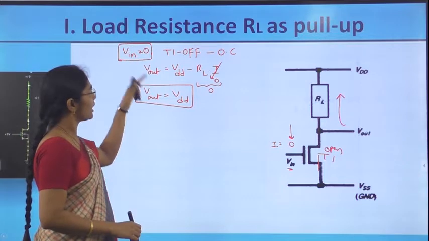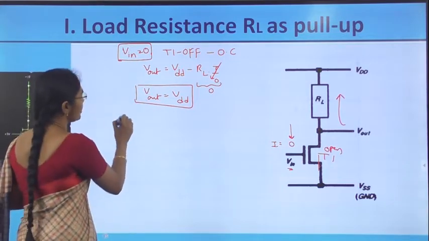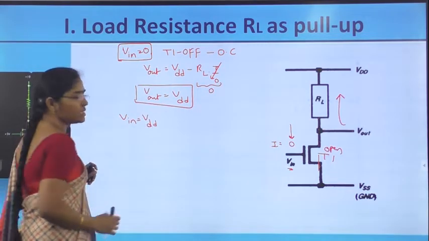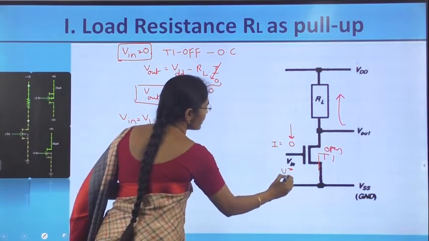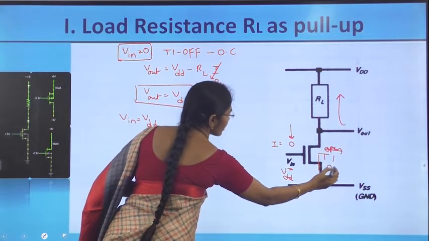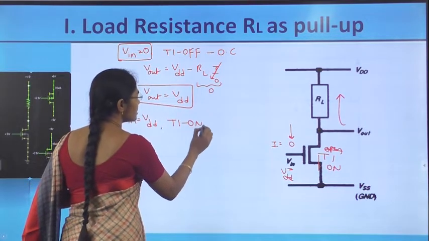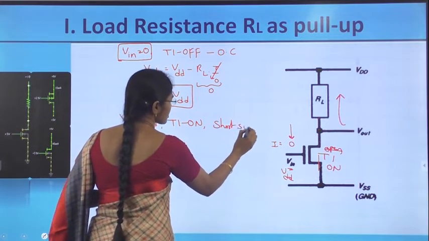So, low value in, high value out. It is acting as an inverter. Now, let's see when Vin is equal to VDD, what is the output value. When Vin is equal to VDD, what will happen to T1? T1 is on. T1 on means the T1 switch is acting as a short circuit or short switch.